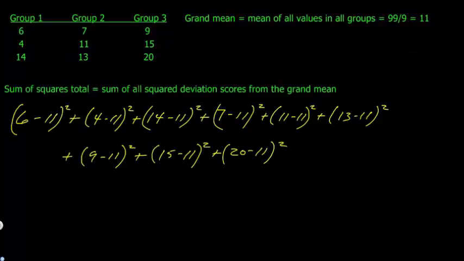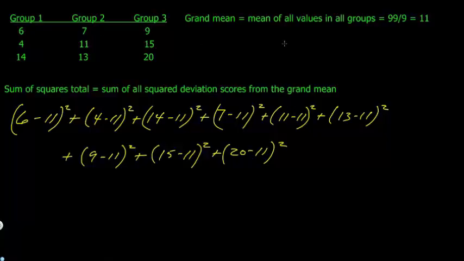The next thing is sum of squares total. And it's the sum of all the squared deviation scores from the grand mean. So this is a lot like calculating the variance. This is the total sum of squares, which means really the total sum of squared deviations. So this here in yellow is how you calculate sum of squares total. And as I say, for each of these numbers, you get the squared deviation scores from the grand mean.